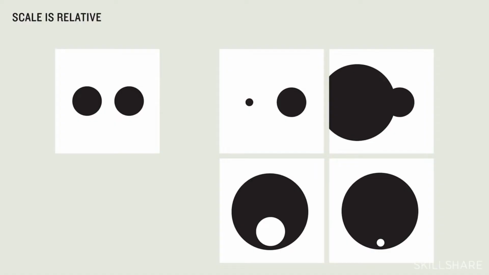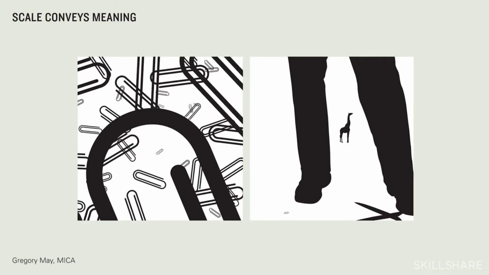So let's talk about scale. Scale is how big something is, but it's a little more complicated than that, isn't it? Jennifer, what do designers mean when they talk about scale? Scale is relative. An element will seem larger or smaller depending on its context. How big is a circle in relation to other circles? How big is it in relation to the page? What's its relationship to the human body? Scale conveys meaning. Here, large objects appear to be closer and small objects appear to be farther away.